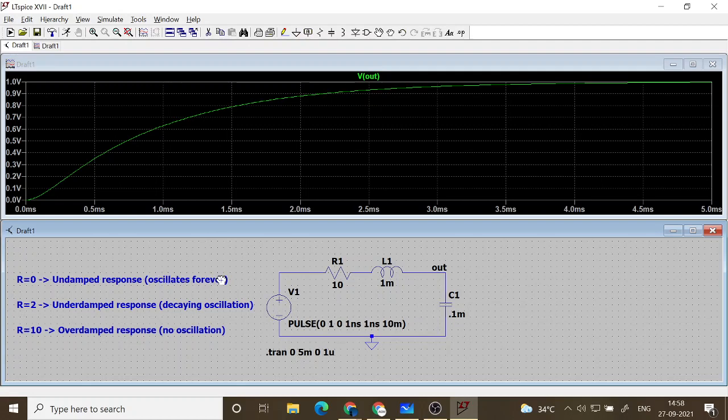The frequency of that sine wave is determined by f equal to 1 by 2 pi square root of LC. Okay, so 1 by 2 pi square root of LC will be the value of the frequency when it is giving you undamped response. Okay, so that means a response in which the output voltage is not decaying, it is oscillating forever.